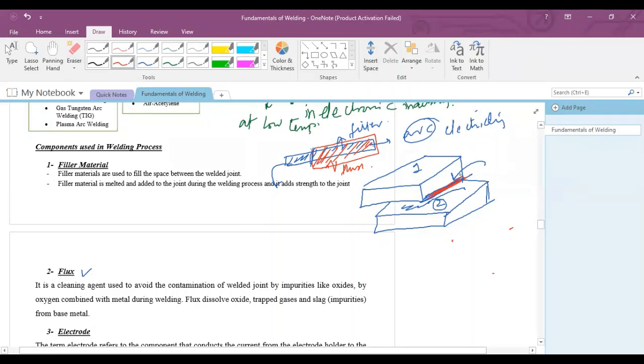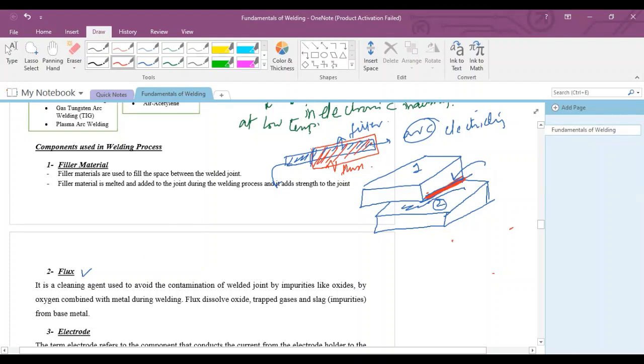Filler materials are used to fill in the space where these two parts are joined, at the red junction, and filler material is added to this joint during the welding process. It will melt along with the surfaces, and the main function of the filler material is that it provides strength to the joint.